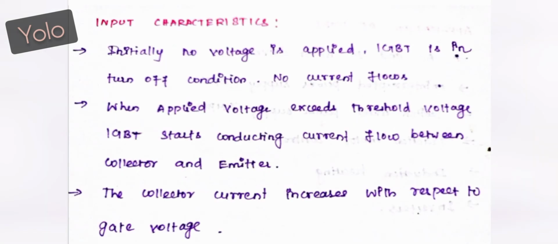Input characteristics. Initially, no voltage is applied. IGBT is in the turned off condition, so no current flows. When the voltage applied to the gate pin exceeds the threshold voltage, IGBT starts conducting, and collector current IC starts to flow from the collector to the emitter. The collector current increases with respect to gate voltage.